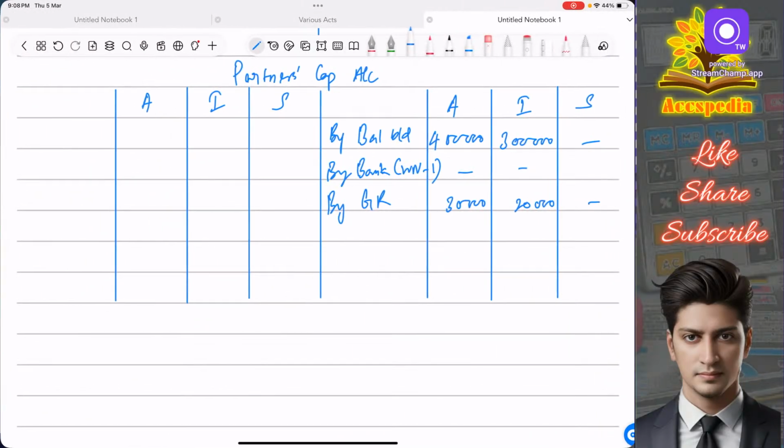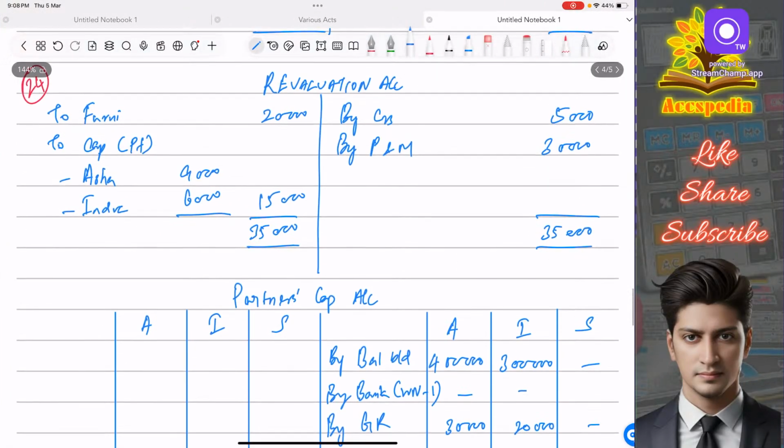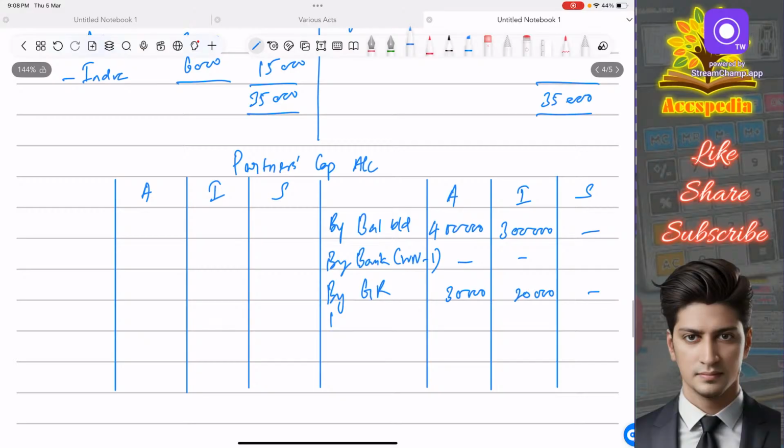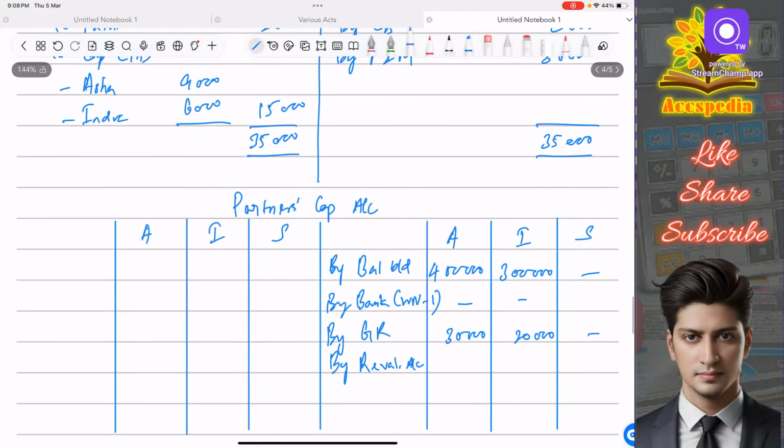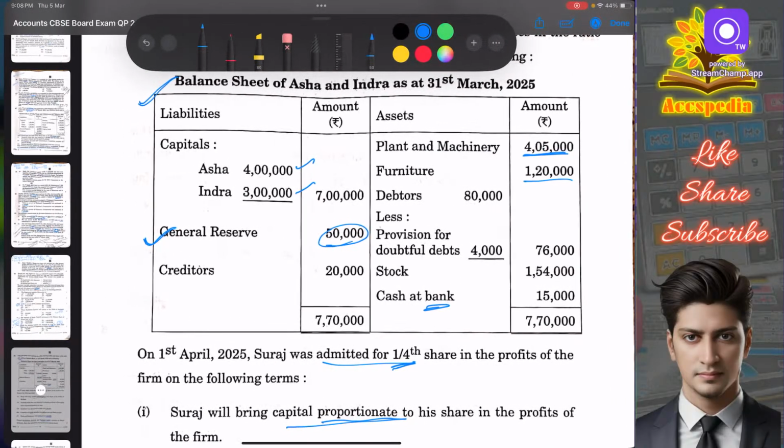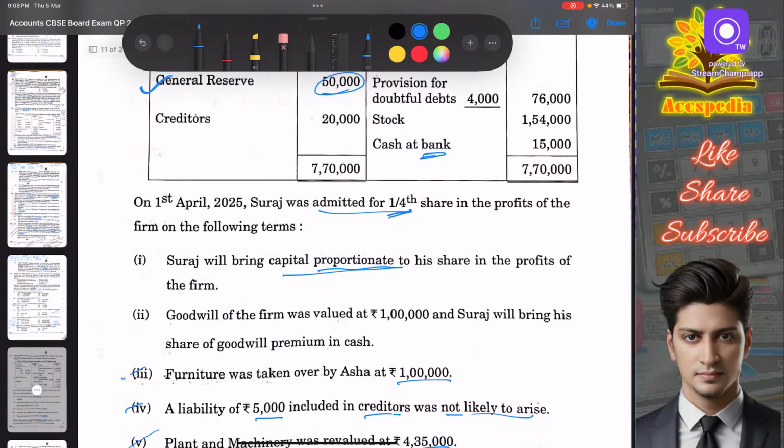Then after completing balance sheet items, come to revaluation. We have profit. That is transferred to the credit of the partners. Revaluation account, which was 9,000 and 6,000. So this is the revaluation profit. After that, premium. Goodwill was valued at 1 lakh and Suraj will bring his share of goodwill premium in cash. So which means 1/4, half of the half. 1 lakh, half is 50, half of 50 is 25.